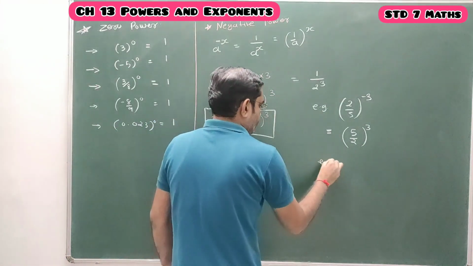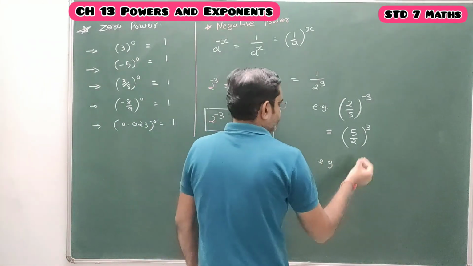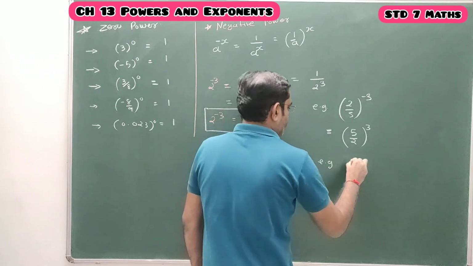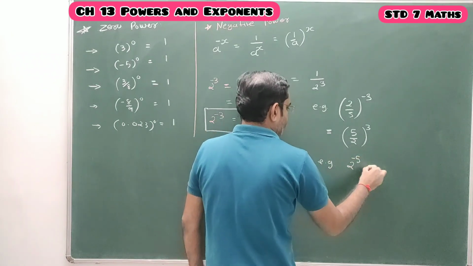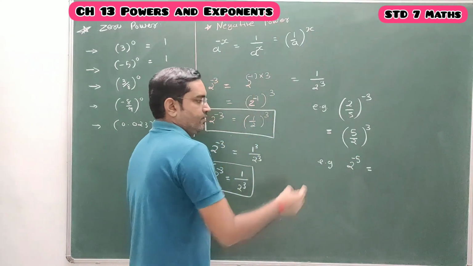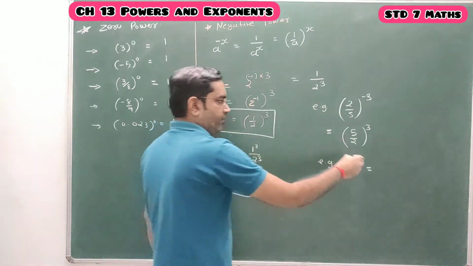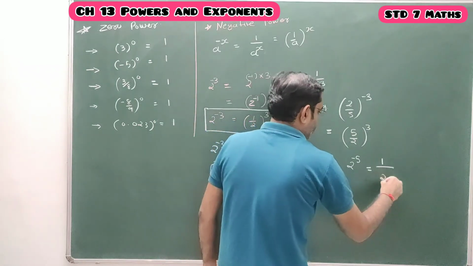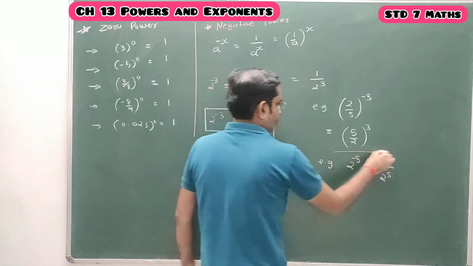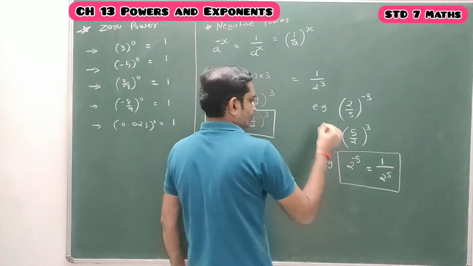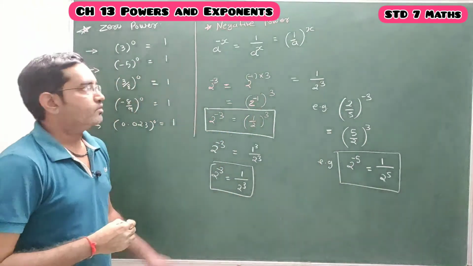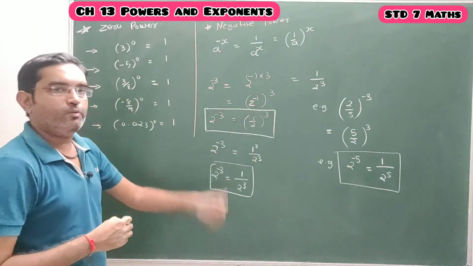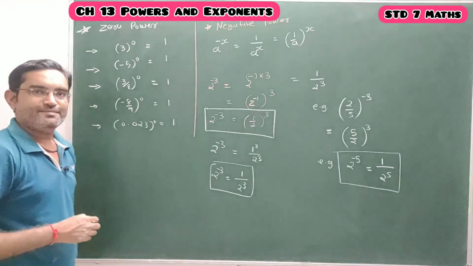And for example, if you have 2 raised to minus 5, for this type of power, the negative power is converted into positive power by moving it from numerator to denominator. So it's 1 upon 2 raised to 5. Clear? This is how you can convert negative power into positive power. Pause the video and note it down.